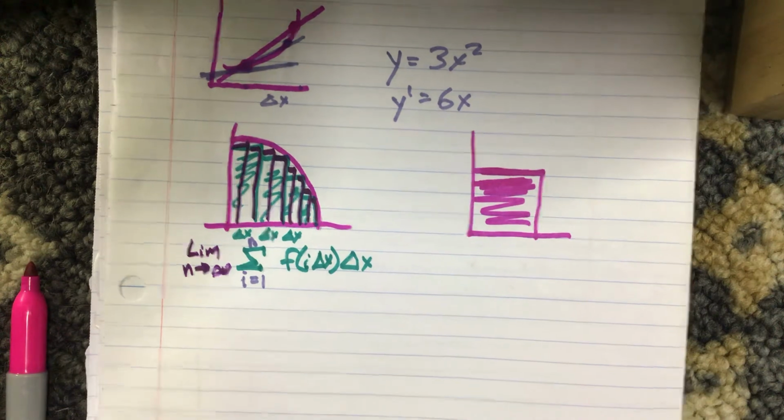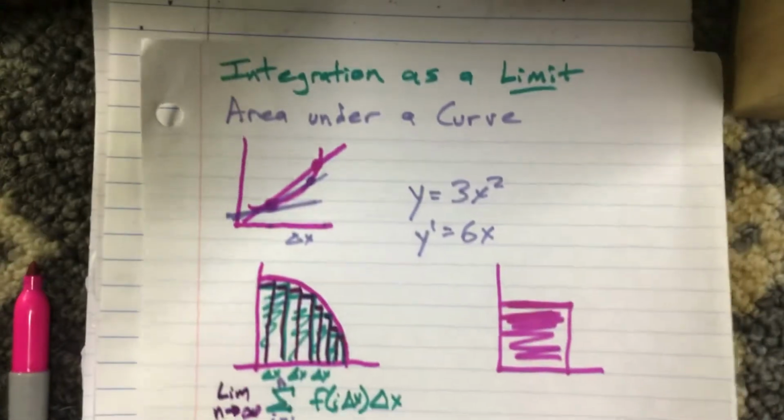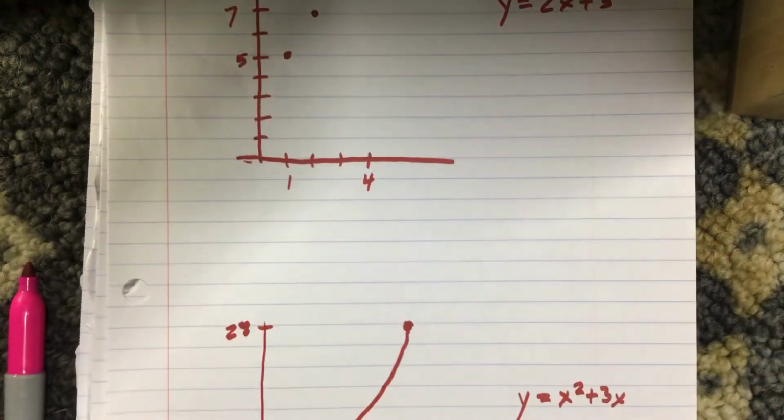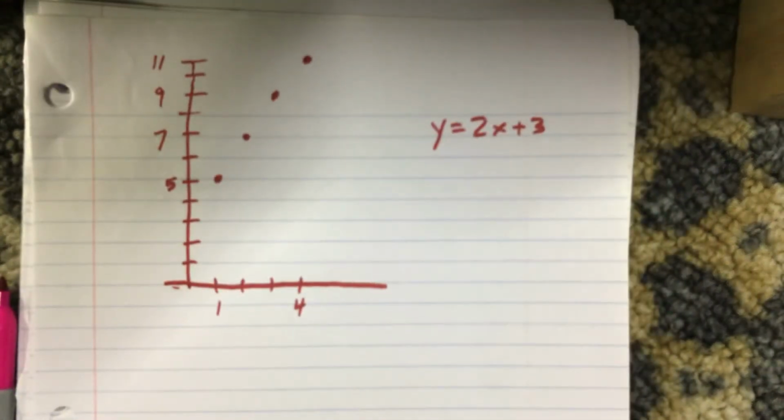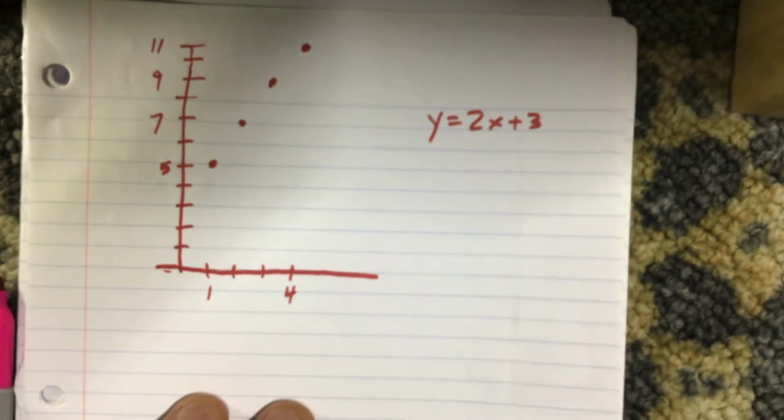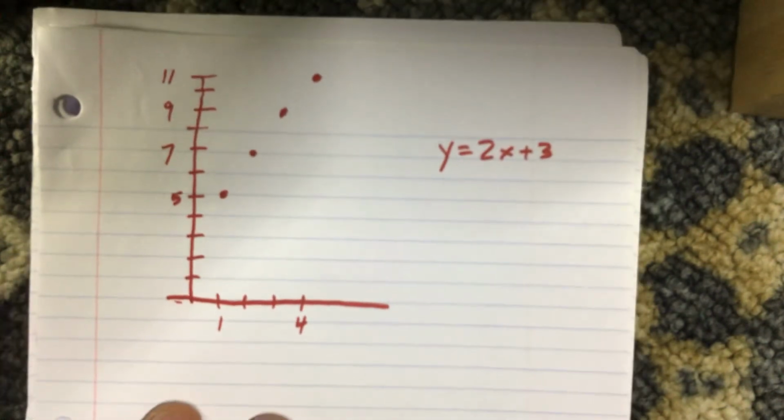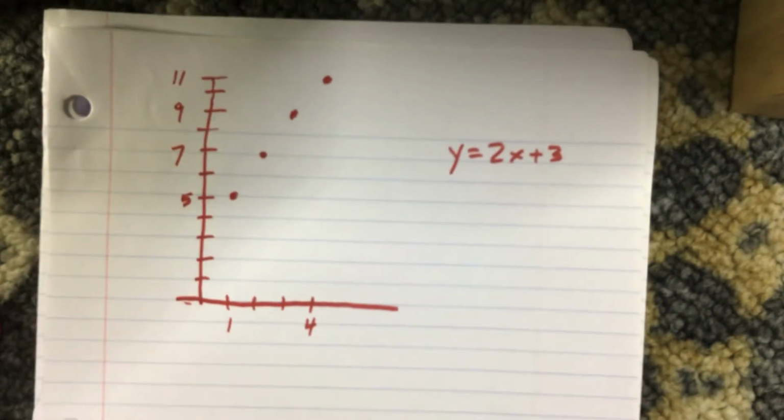And I want to do a basic example that can show that. So let's go to this graph here. I'm going to do it with a function that you don't need calculus for, just to show that it works. And then I'll do one where you do need calculus.